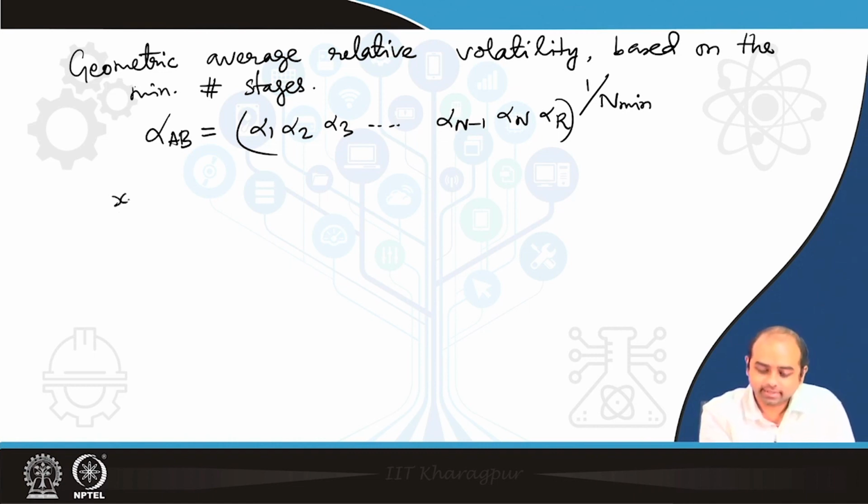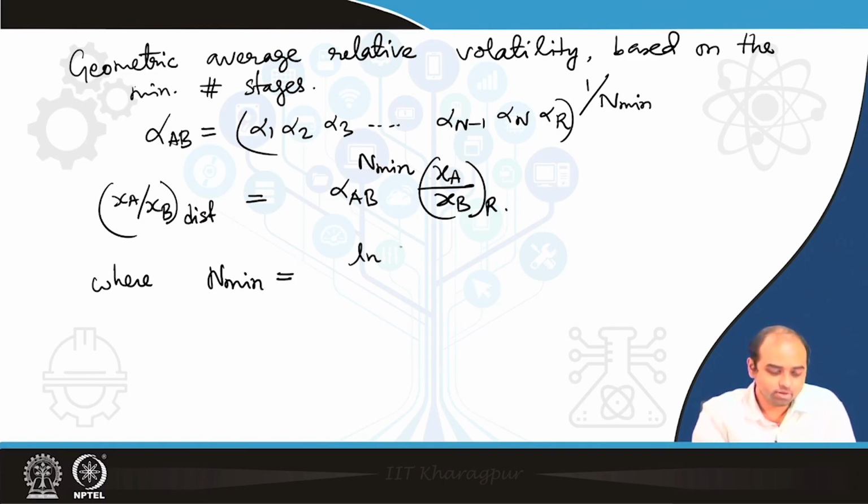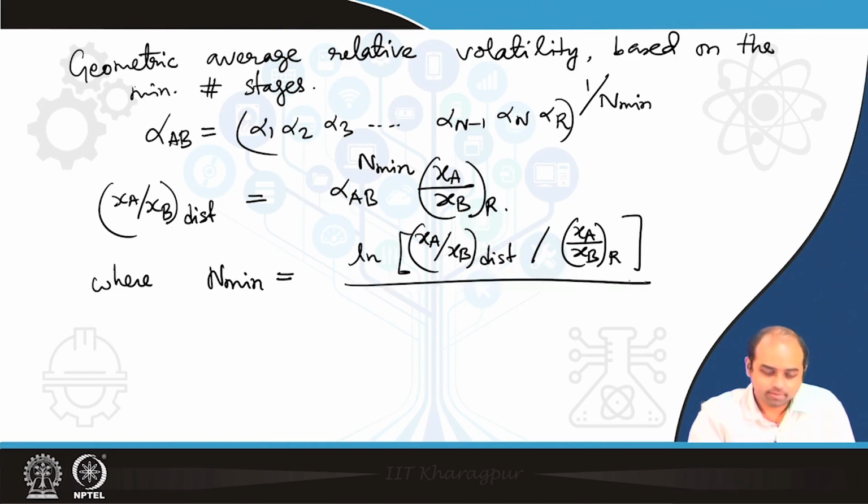So we can write XA by XB in the distillate, in the top fraction, as alpha AB to the power n min times XA by XB at R. Where n min can be written as log of XA by XB in the distillate divided by XA by XB at R, divided by ln alpha AB.